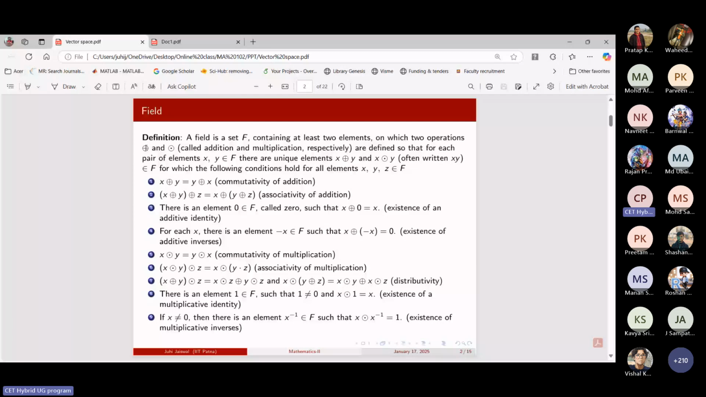Anyone have any doubt? Ma'am, please explain the last point.